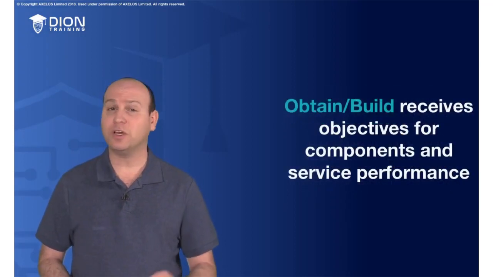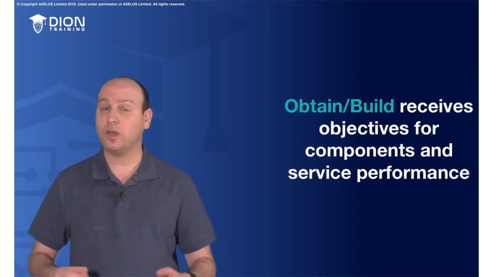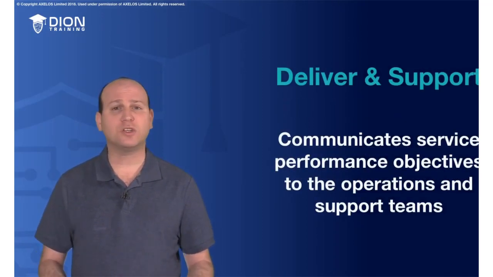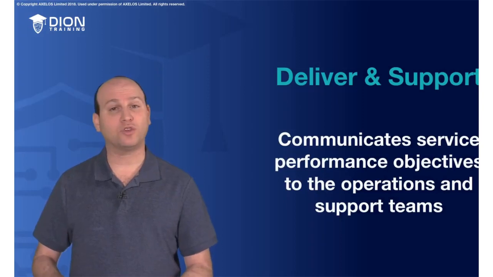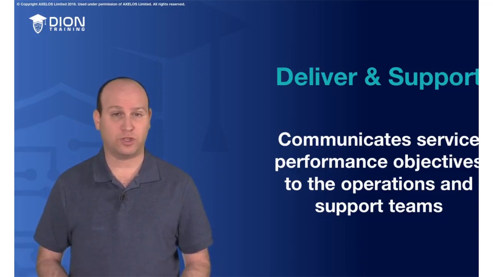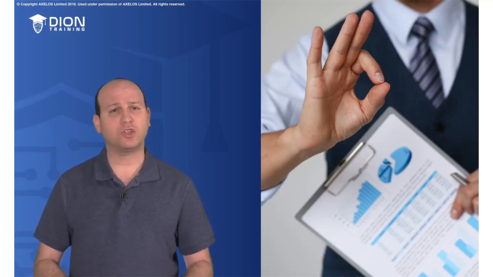When we think about obtain and build, service level management provides objectives for components and service performance, as well as measurement and reporting capabilities for the products and services we use. So obtain and build is going to get a lot of input from service level management. And finally, deliver and support. Service level management communicates the service performance objectives to the operations and support teams, so they know what they're trying to maintain. It's also going to collect information and feedback from them as an input back into the service level management and service improvements that we're going to do in the future. So this is the way it works. Service level management is all about these measures and metrics, setting up the right ones, doing the engagement with the customer to make sure that we're measuring the right things and seeing if we're going to meet those measurements.